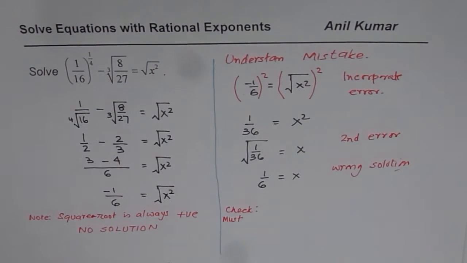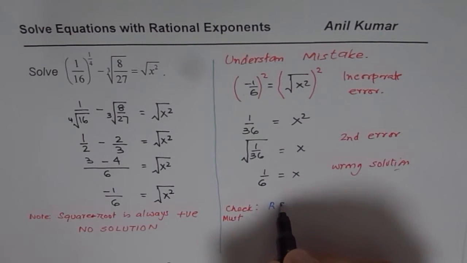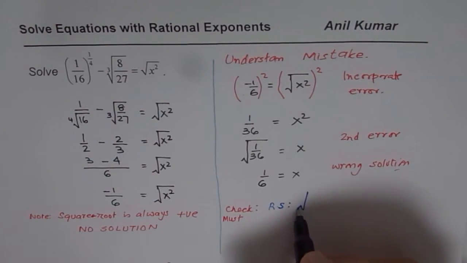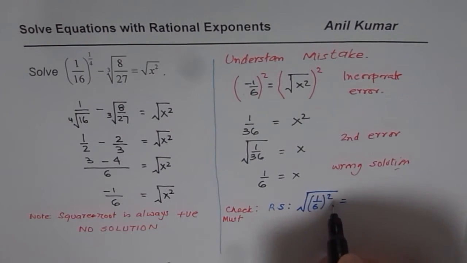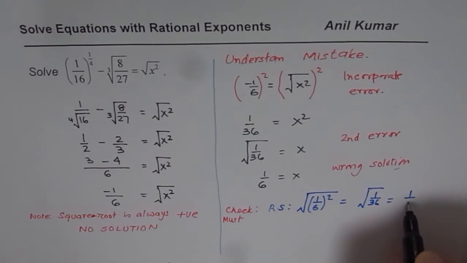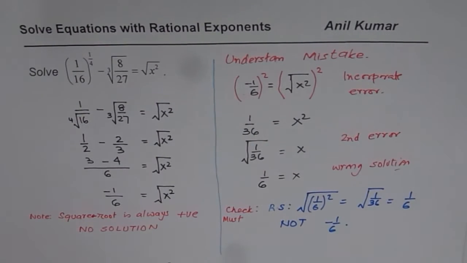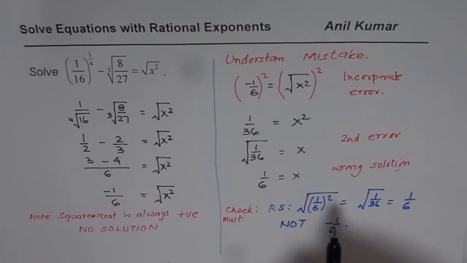Now, we started with minus 1 over 6 equals square root of x squared. So if I substitute x as 1 over 6 on the right side, then what do I get? I get square root of (1 over 6) squared. Now clearly this is square root of 1 over 36 and this is 1 over 6, not minus 1 over 6. Do you see that? Therefore this is a wrong solution. Very important.